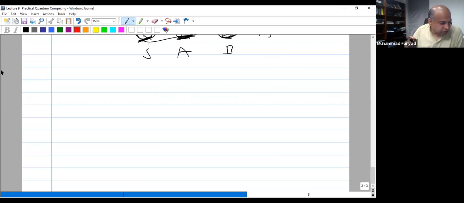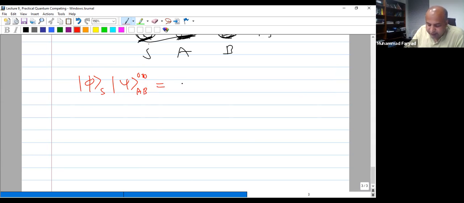All right. So this is our starting point. We have our qubit S in state phi, and then we have our qubits A, B in state 0, 0, which means that I can write it like this.